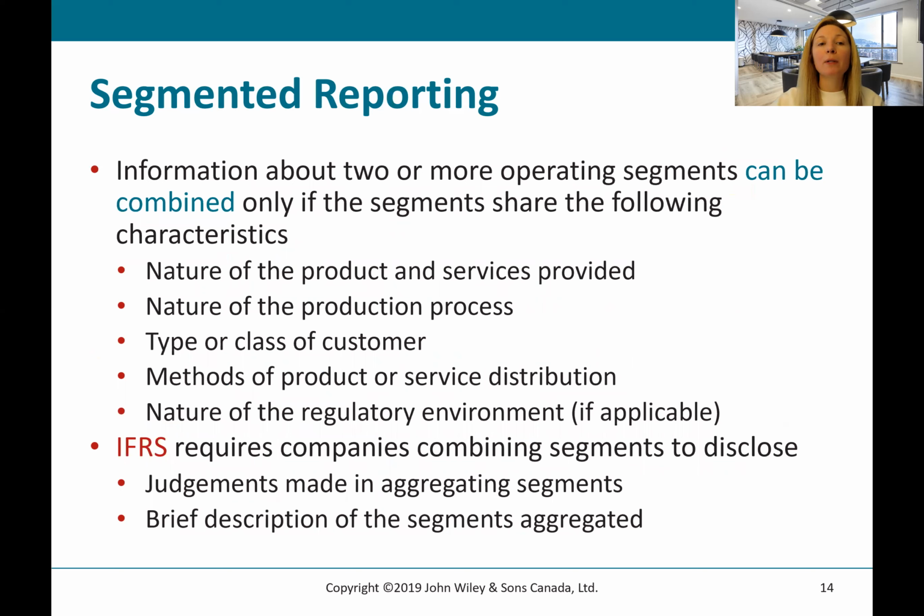Information about 2 or more operating segments can be combined only if the segments share the following characteristics. The nature of the products and services combined. So if you have 2 different manufacturing companies, you may be able to aggregate that segmented disclosure. The nature of the production process, the type of customer, the methods of product or service distribution, and the nature of the regulatory environment. And IFRS requires companies combining segments to disclose the judgments made in aggregating segments and a brief description of the segments aggregated.